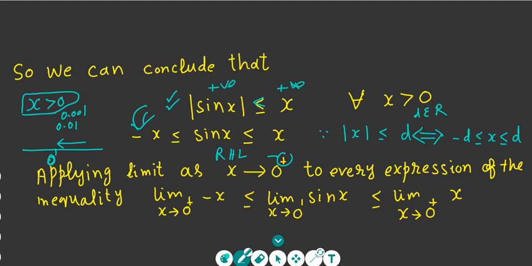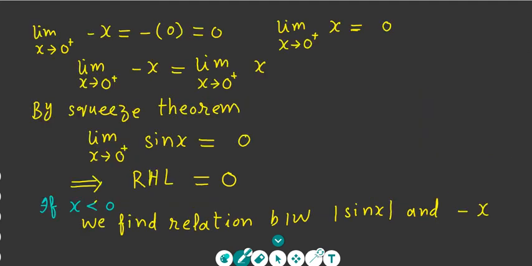We apply this limit to the inequality. Here, this is the smaller function, this is the middle function, this is the greater function. Now we find the limit of the smaller function, which is equal to 0, and now we take the limit of the greater function, which is also equal to 0. So the limit of the smaller function is equal to the limit of the greater function.